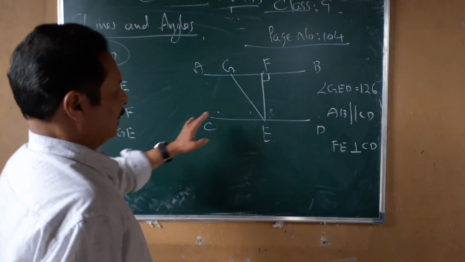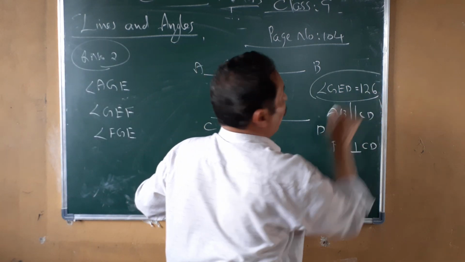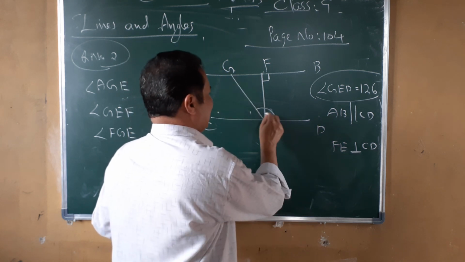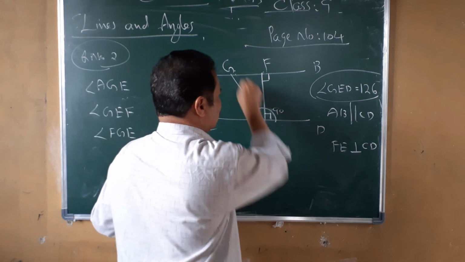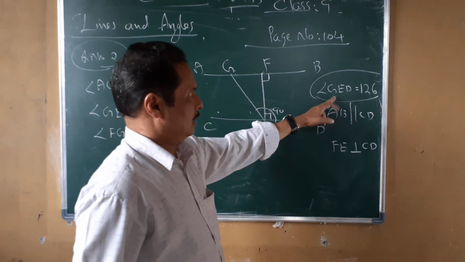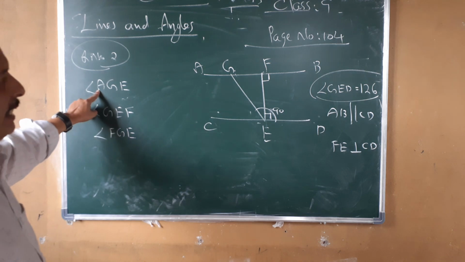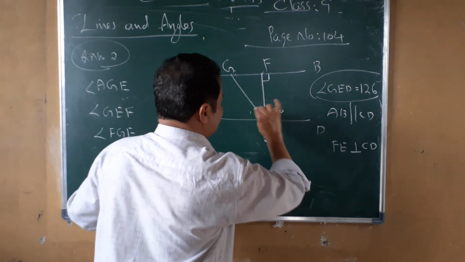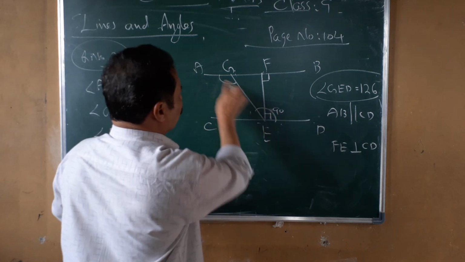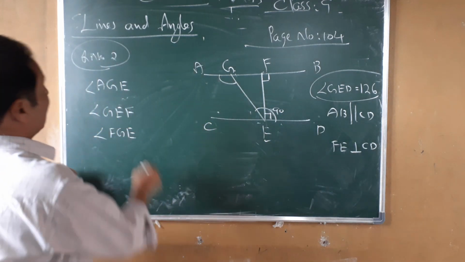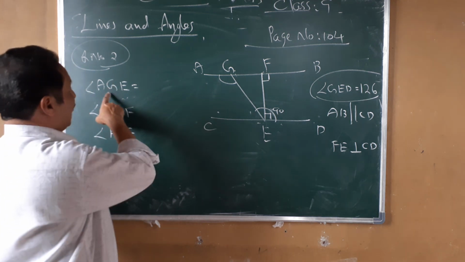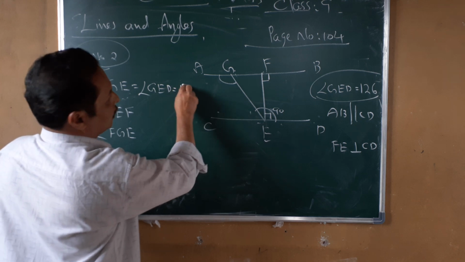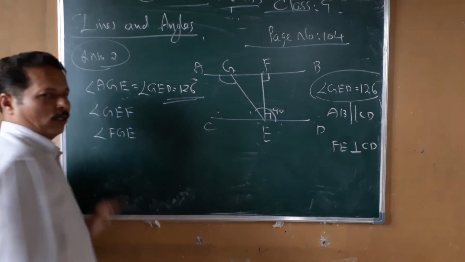Now the question. Angle GED equal to 126 is given. Here it is given 90. The total is 126. Your question is to find AGE. Are you ready? GED and AGE, both of them are alternate interior angles. So the answer is angle AGE equal to angle GED, that's equal to 126 degrees. One of the answers is over.